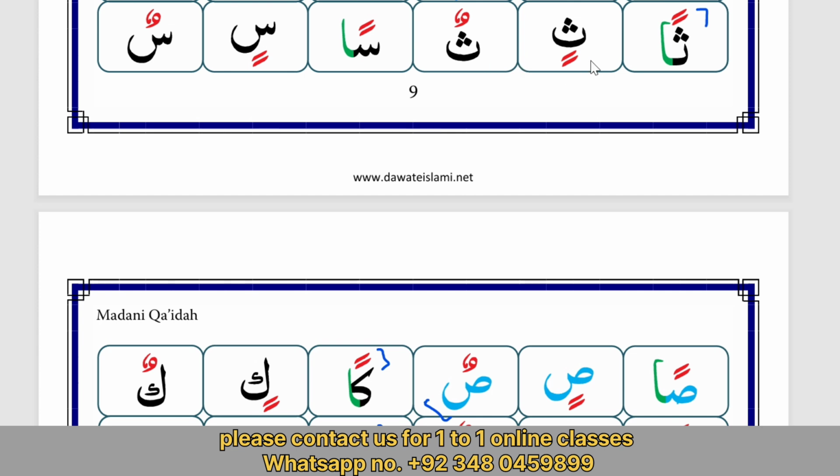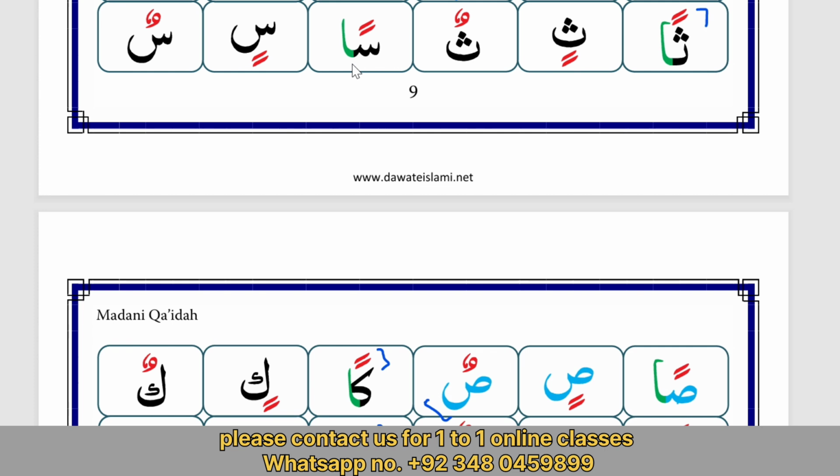And make clear difference between these three letters, sa, sin and swad. Sa will be pronounced without whistle, okay? Sa, do zabar, than. Sa, do zer, thin. Sa, do pesh, thun. Than, thin, thun.